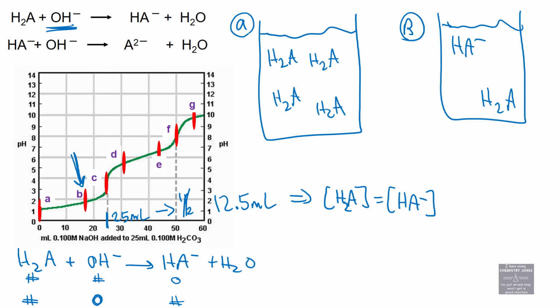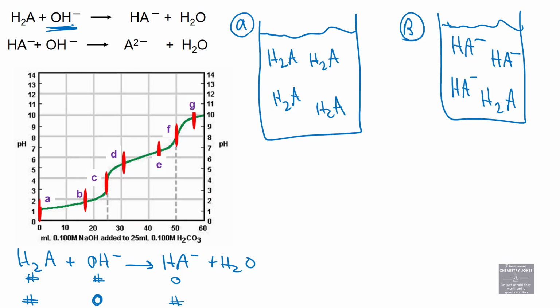So we are just over halfway. We are beyond the 12.5 milliliter mark. At 12.5 milliliters, you would put 2 of each of these in solution. But we're just beyond 12.5 milliliters, so I'm going to say we have more HA minus than we have H2A. That means in my picture, I'm going to put 3 of these and 1 of those. Do you see my logic, kind of, sort of? Okay.